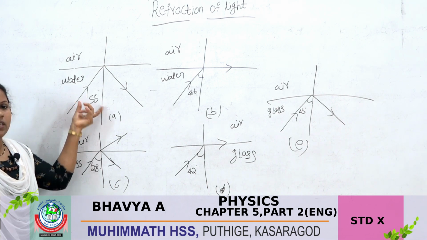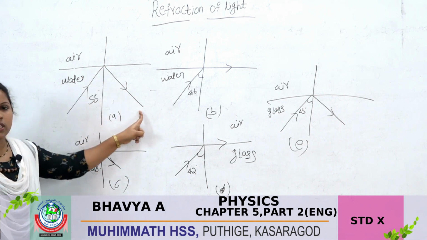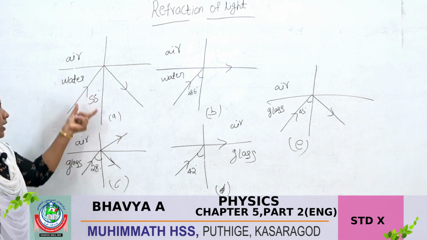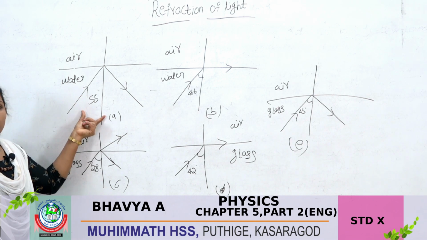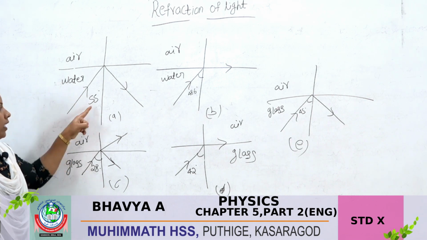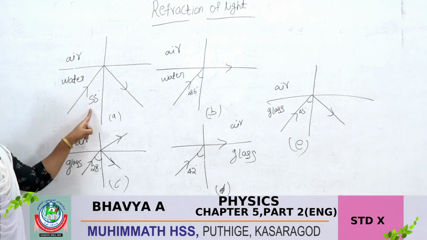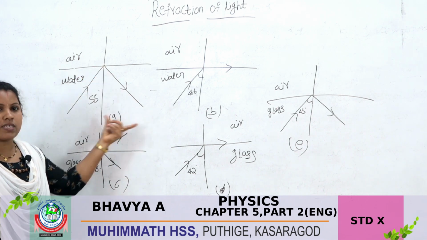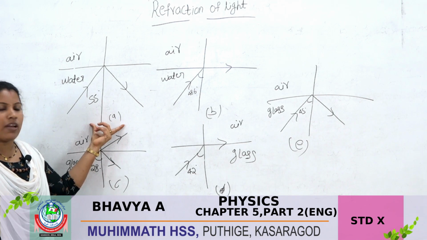So what happened here? Total internal reflection takes place. Why? Because the critical angle of water is 48.6 degrees, and 55 degrees is greater than the critical angle. So it reflects in the same medium. This is called total internal reflection.